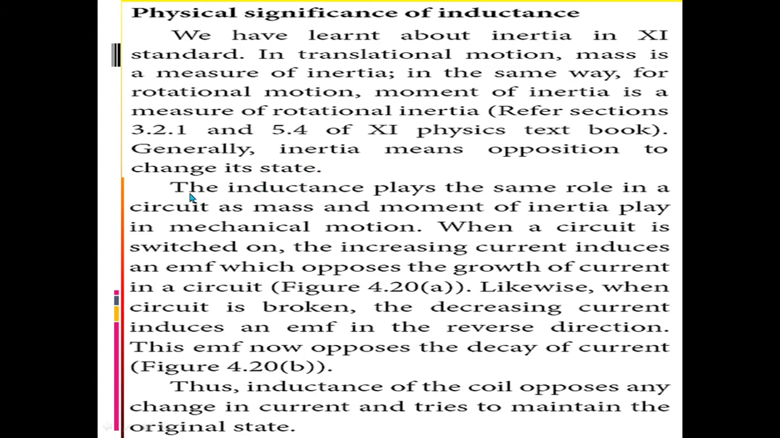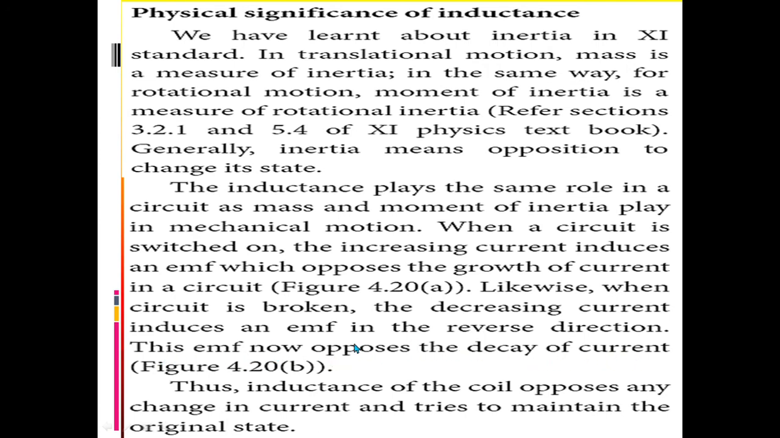Inductance plays the same role in a circuit as mass and moment of inertia play in mechanical motion. When a circuit is switched on, what happens? The increasing current induces an EMF which opposes the growth of current in a circuit. Likewise, when the circuit is broken, the decreasing current induces an EMF in the reverse direction. This EMF now opposes the decay of current.